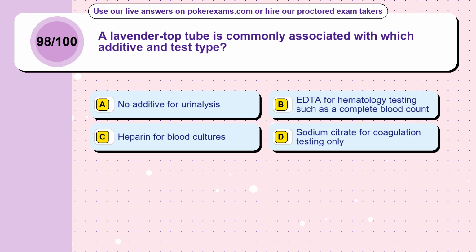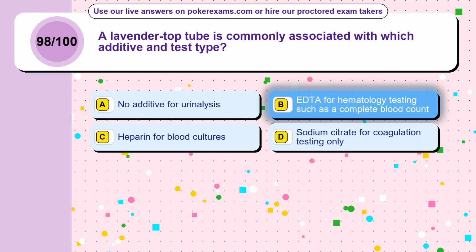Question 98. A lavender top tube is commonly associated with which additive and test type? Option A. No additive for urinalysis. Option B. EDTA for hematology testing such as a complete blood count. Option C. Heparin for blood cultures. Option D. Sodium citrate for coagulation testing only.